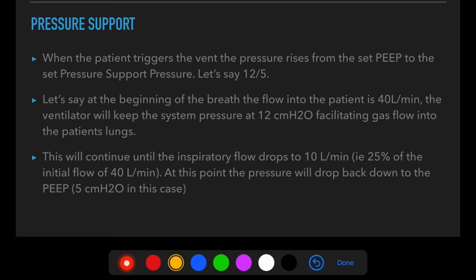So when the patient triggers the vent, the pressure rises from the set PEEP to the set pressure support pressure, let's say 12/5. Let's say at the beginning of the breath, the flow into the patient is 40 liters per minute. The ventilator will keep the system pressure at 12 centimeters of water, facilitating gas flow into the patient's lungs, and that's going to continue until the inspiratory flow drops to 10 liters per minute, i.e. 25% of the initial flow of 40 liters per minute. Let's say we have it set at 25%. At this point, the pressure will drop back down to the PEEP, and the patient will be allowed to exhale.